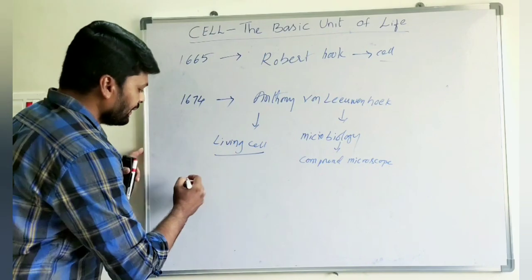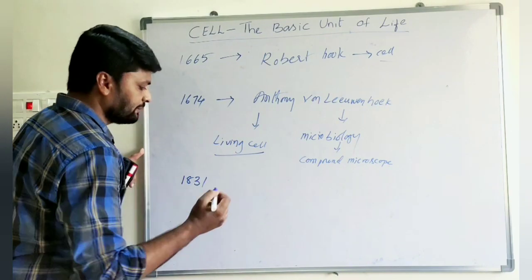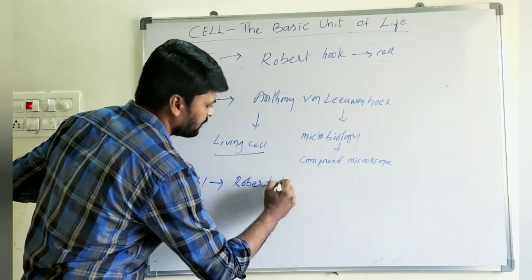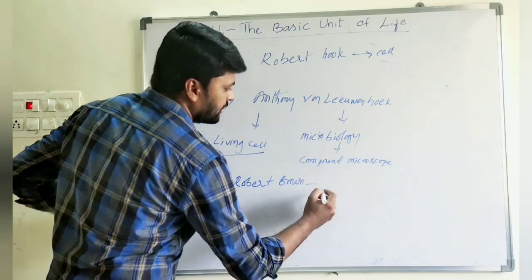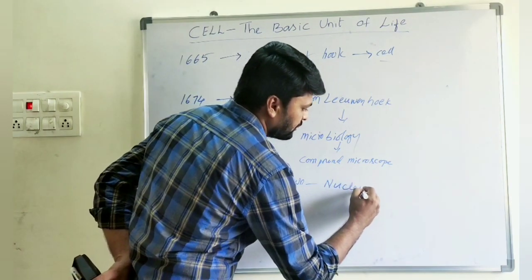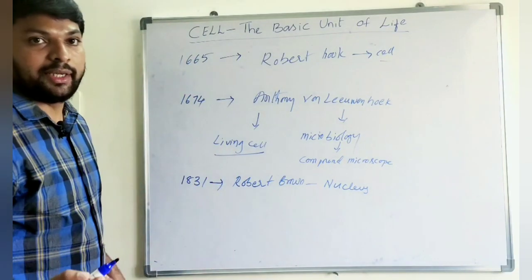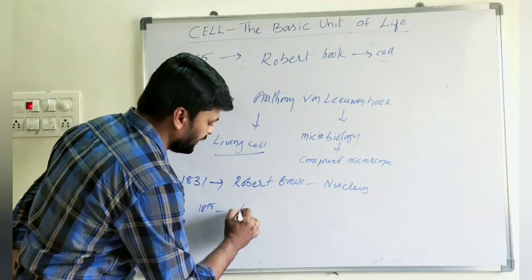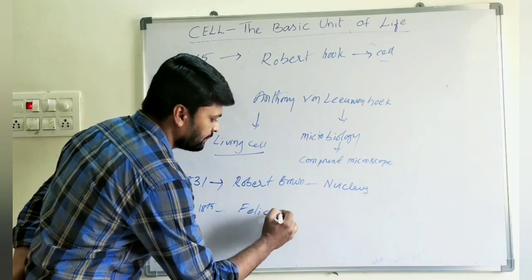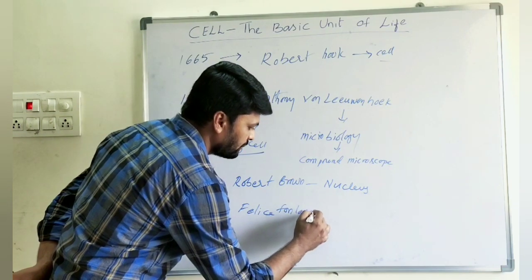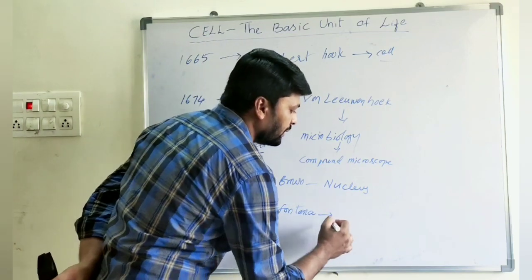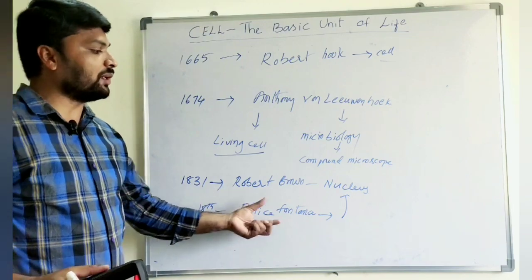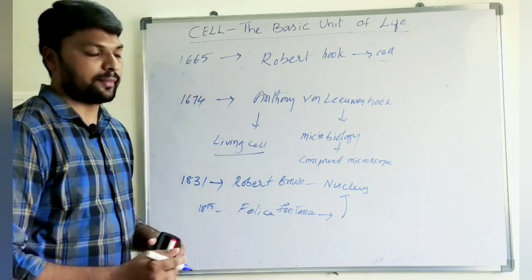Further, in the year 1831, the scientist Robert Brown discovered the nucleus. Actually, in the 18th century, the scientist Felix Fontana had first observed the nucleus.